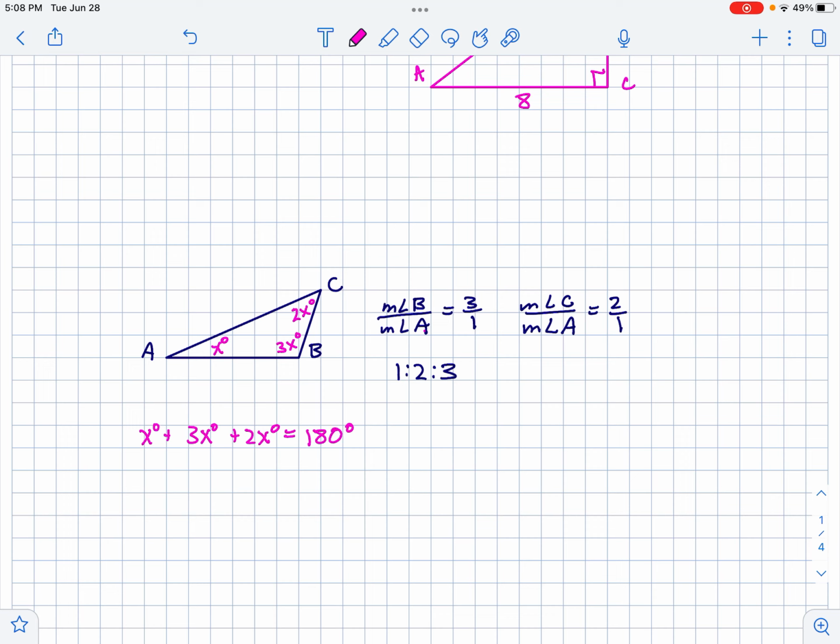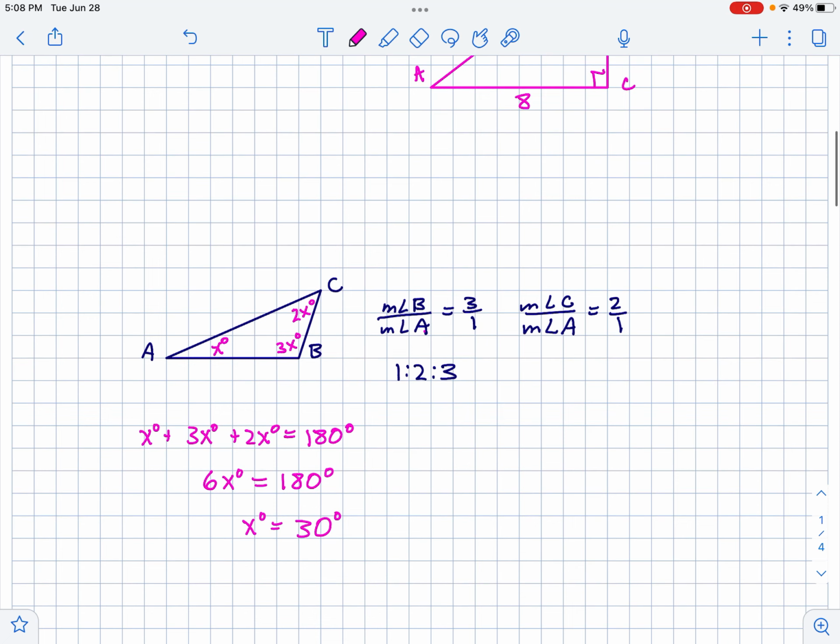So let's see what this is going to be. This is going to be 6x equals 180. So dividing by 6, you get x equals, what is it going to be, 30 degrees? Yeah, looks like 30 degrees. So let's see if that works out. We've got x is 30 degrees, 3x is 90 degrees, and 2x is 60 degrees.